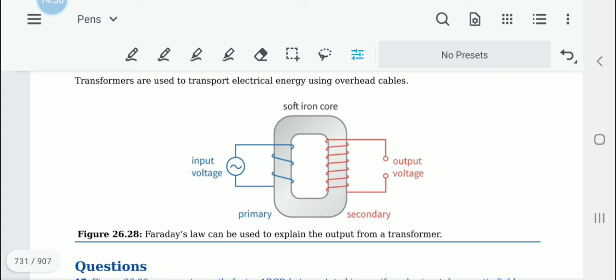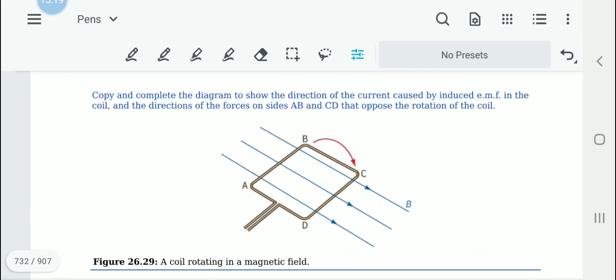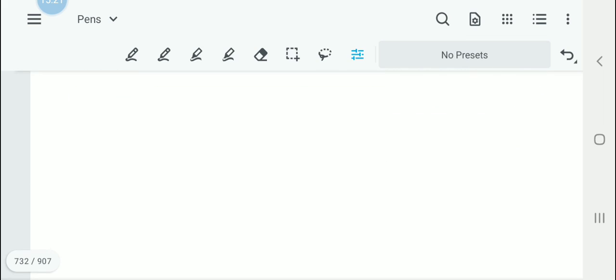Right, so you know that transformers are used to transport electrical energy using overhead cables for long distances. The reason why we need transformers here and there is that when it is carried through a long distance, the EMF tends to reduce. So we have to increase it back again so that it would go through. So that is the reason why we have these transformers here and there. I hope you understood. If you have any questions, ask. If you have understood, please do all of these questions.